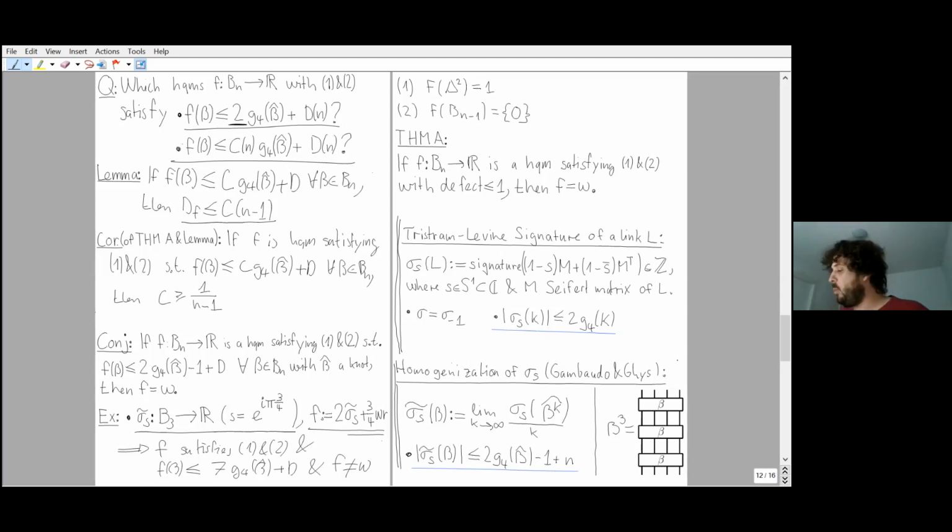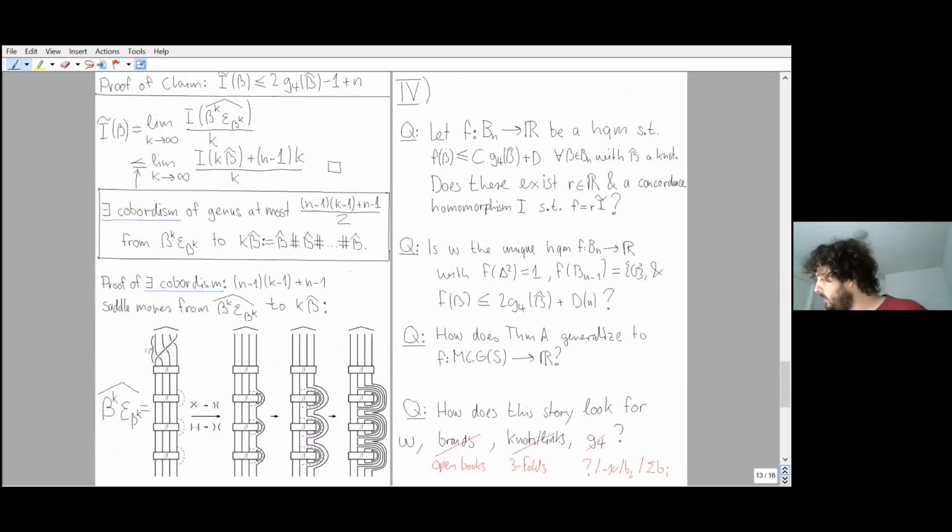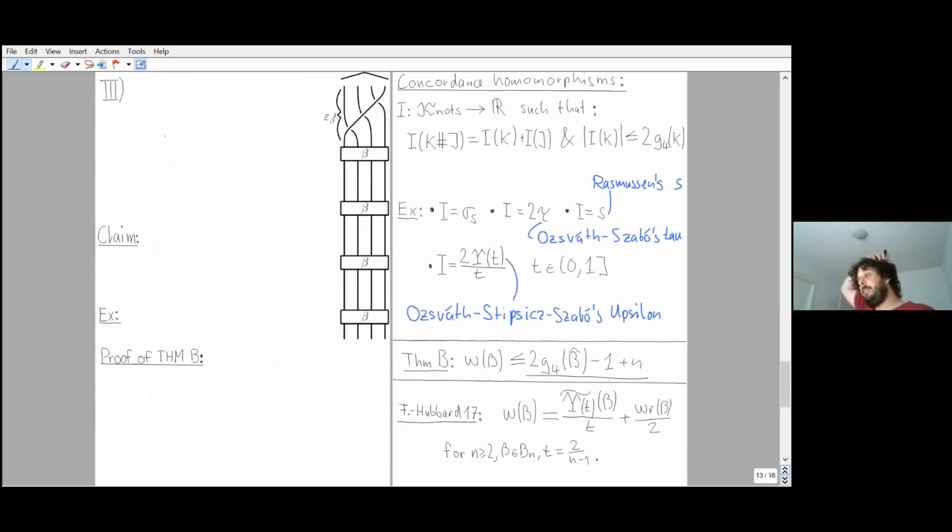And tell you a little bit more about this homogenization construction. So let's go to the last slide. Whenever you have a concordance homomorphism, let I be a concordance homomorphism.